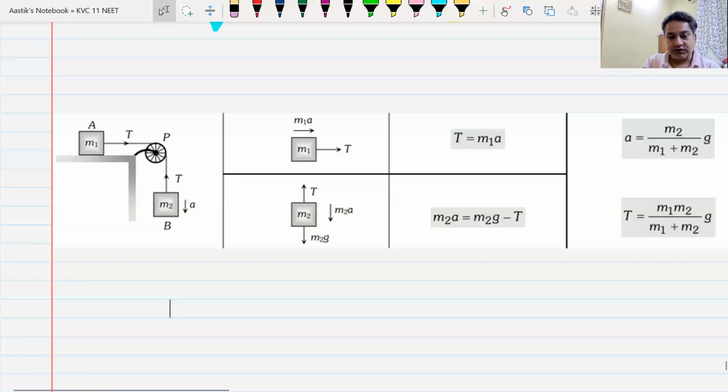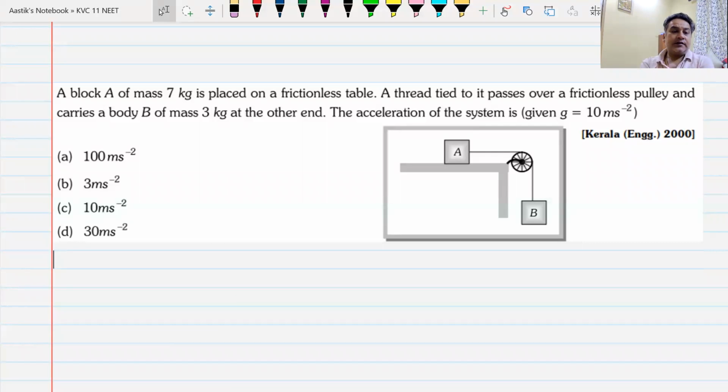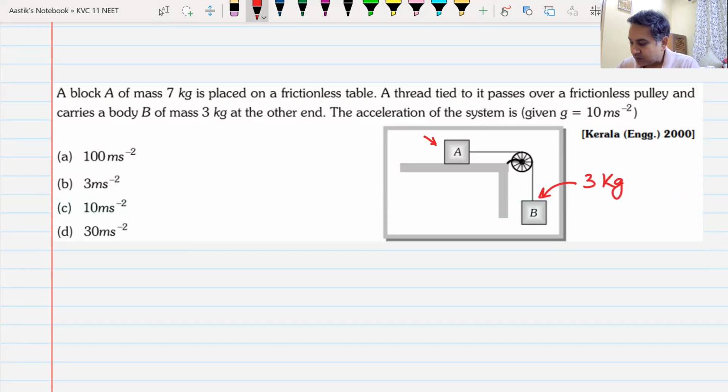Then comes this question, a very simple one. A block of mass 7 kg is placed on a frictionless table. A thread is tied to it, passes over a frictionless pulley, and carries a block B of mass 3 kg at the other end. So basically, this block is 3 kg and this block is your 7 kg block. You have to find the acceleration of the system. You have 2 minutes to do it.